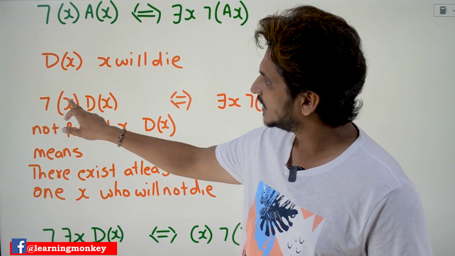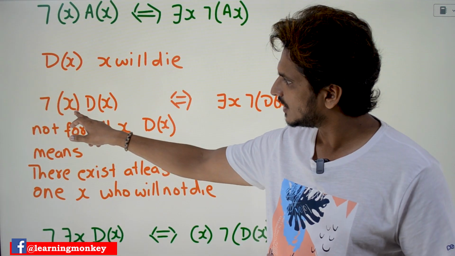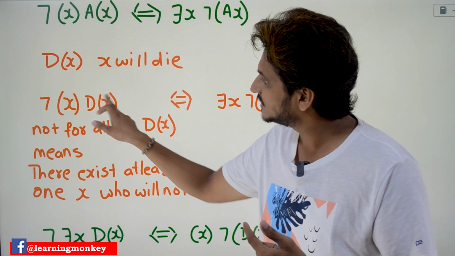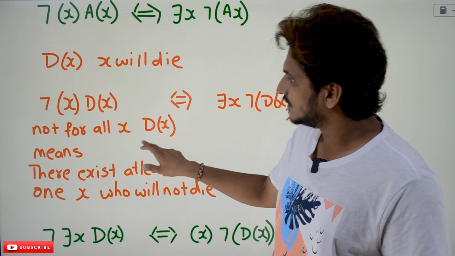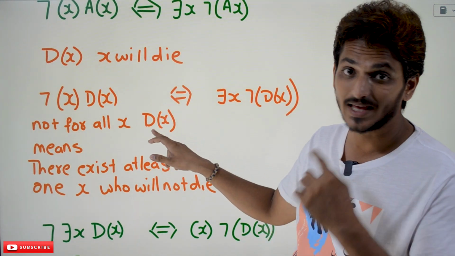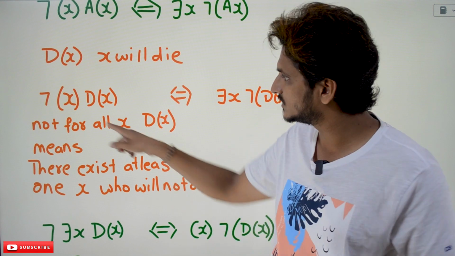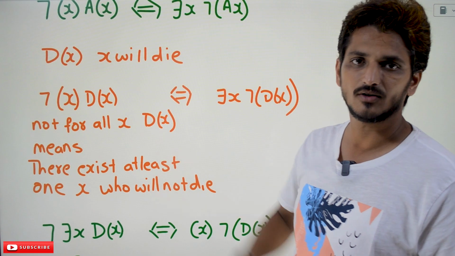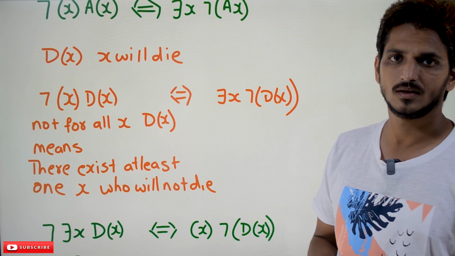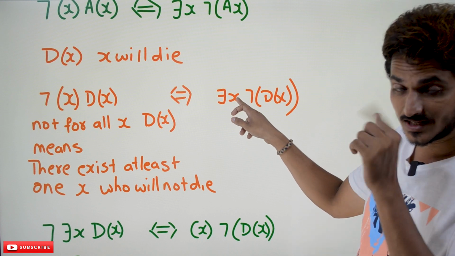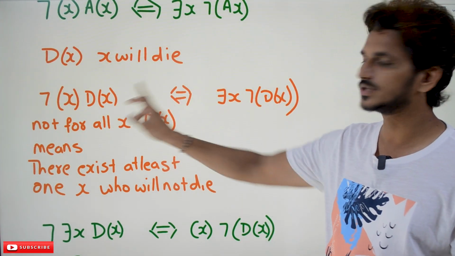Now take the formula not for all x D of x. What's the meaning of this? Without the not, for all x D of x means you take any x, x is going to die. Not for all x D of x means there is at least one x who will not die. That is the meaning of this equation. The meaning is the same: there exists at least one x, not D of x, means x is not going to die. So that's why these two equations are the same.